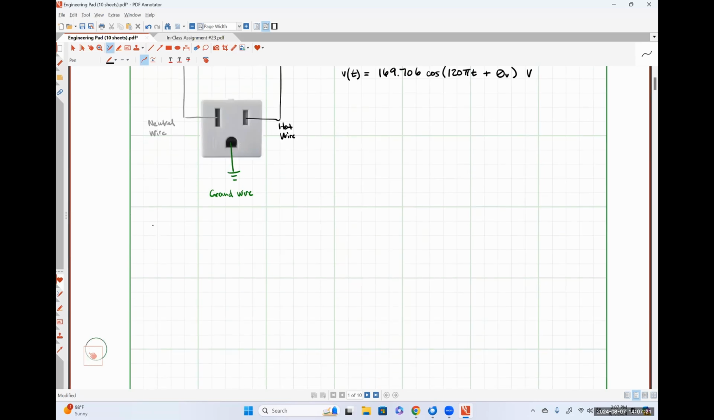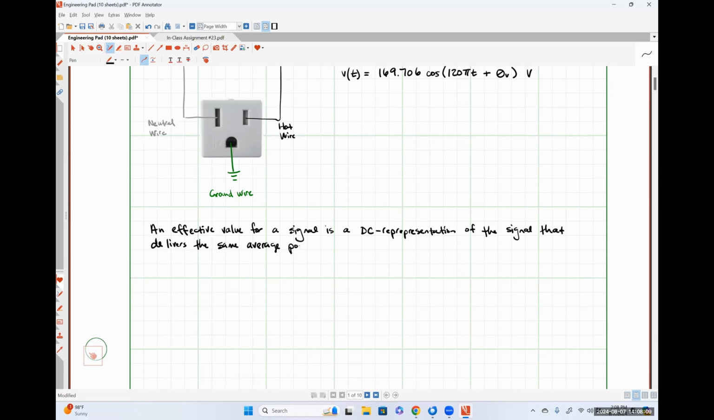So an effective value for a signal is a DC representation of the signal that delivers the same average power as the periodic AC signal.